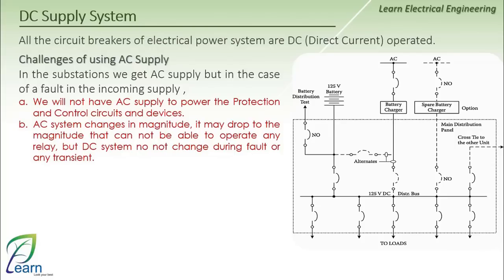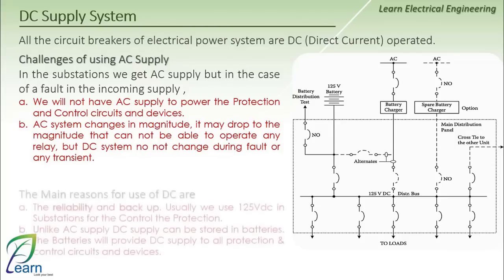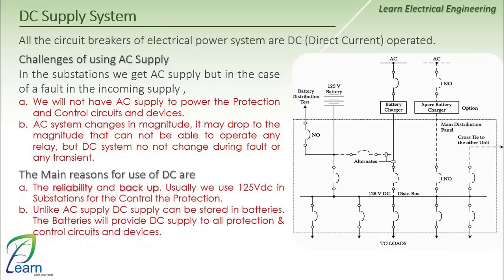So, what is the advantage of using DC? Firstly, you can store DC in batteries, allowing you to use it at any time, even if the main AC supply is interrupted. Secondly, in the case of DC, the voltage remains constant and does not change with fluctuations in the AC voltage, even if there is a fault in the main AC supply. Therefore, DC provides higher reliability and also offers a backup system.